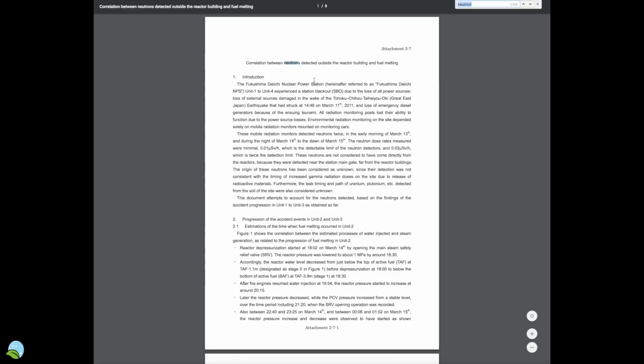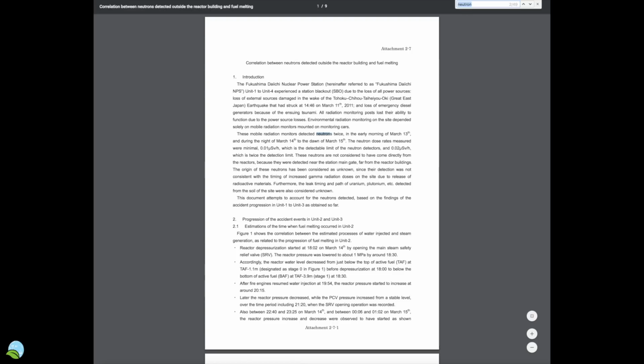Now, here is a PDF from TEPCO themselves. This is a press release. If you type in neutron, you're going to get 49 references to neutrons. This is the correlation between neutrons detected outside the reactor building and the fuel melting. And you can go through this. Mobile radiation monitors detected neutrons twice, early on March 13th and the night of the 14th.